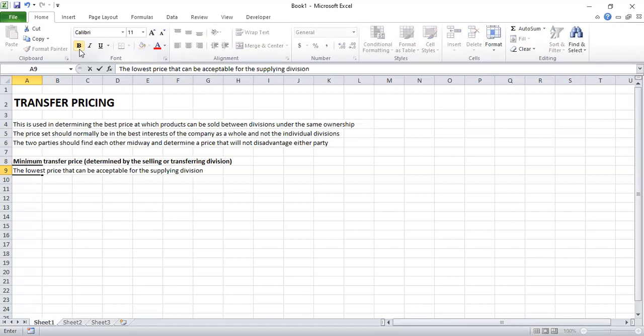So that's the lowest price that they can say, okay, as long as we get this, it's fine. Whatever price you determine, as long as it's this or above. Let's say they say 20 is our minimum. Even if you want to pay us 25, it's okay, but 19 we will not accept. So the minimum transfer price is determined by the supplying division, and this is the lowest price that they can accept. Any price below that minimum transfer price is not acceptable from the viewpoint of the what? Supplying division.